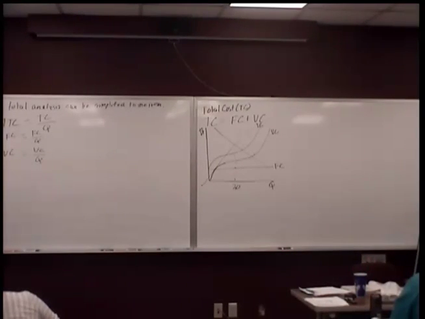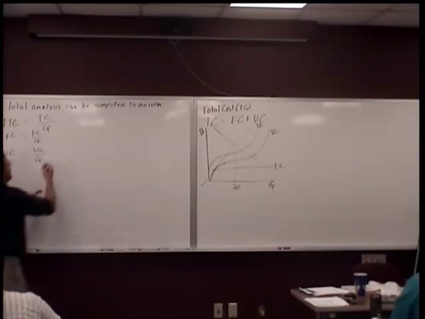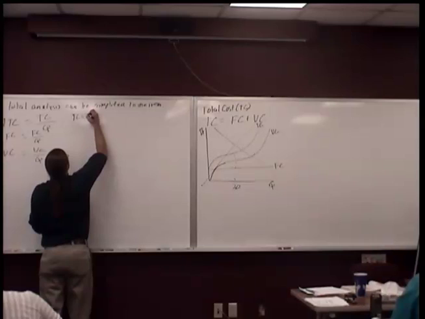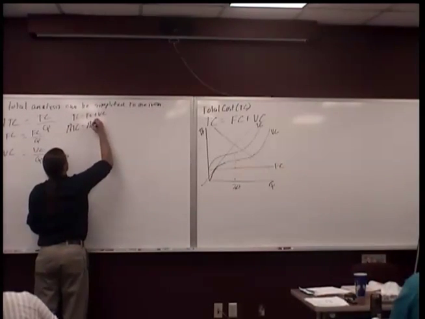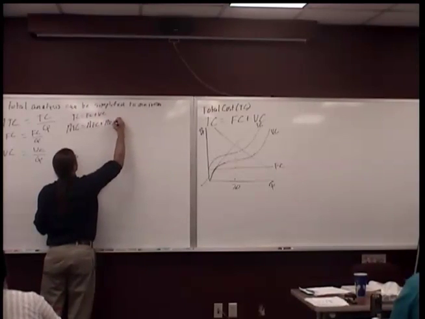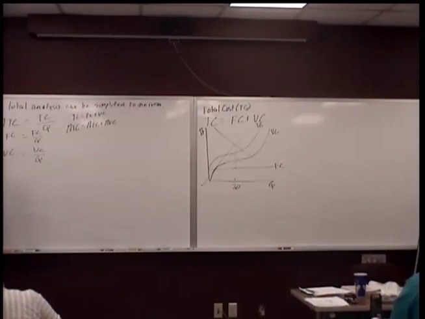All right, and the cool part about it is that averages don't screw up the math, right? The nice part about it is that total cost is fixed cost plus variable cost, and average total cost is also average fixed cost plus average variable cost, right? It works. The math is okay, right? Whether you're doing totals or averages.